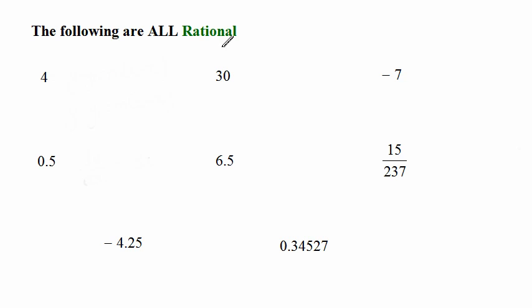Okay, let's explore why all of these numbers are rational. Remember, our aim is to express all of these as whole number fractions. So the number 4 can be expressed as 4 over 1. This is a fraction where both the numerator and denominator are whole numbers, which means 4 is rational. Same thing with 30. 30 can be expressed as 30 over 1. So again, 30 is rational. Minus 7, this can be expressed as minus 7 over 1. Now, despite the 7 being a negative, it is still an integer nevertheless, which means that minus 7 is also rational.